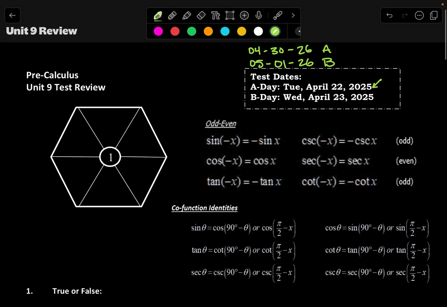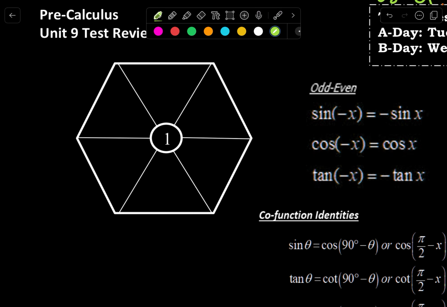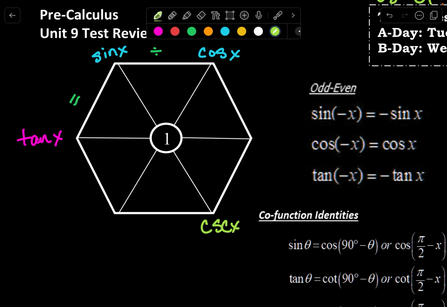All right, so everything you see up here will be provided for you on the test. You'll have the blank magic hexagon, you'll be given the odd even functions, and you'll be given the cofunction identities. The biggest thing you'll need to remember is how to fill out the hexagon. You start with tangent on the left, and then you just need to remember that it equals sine divided by cosine. And then you go across from all of these and put their reciprocal trig function.